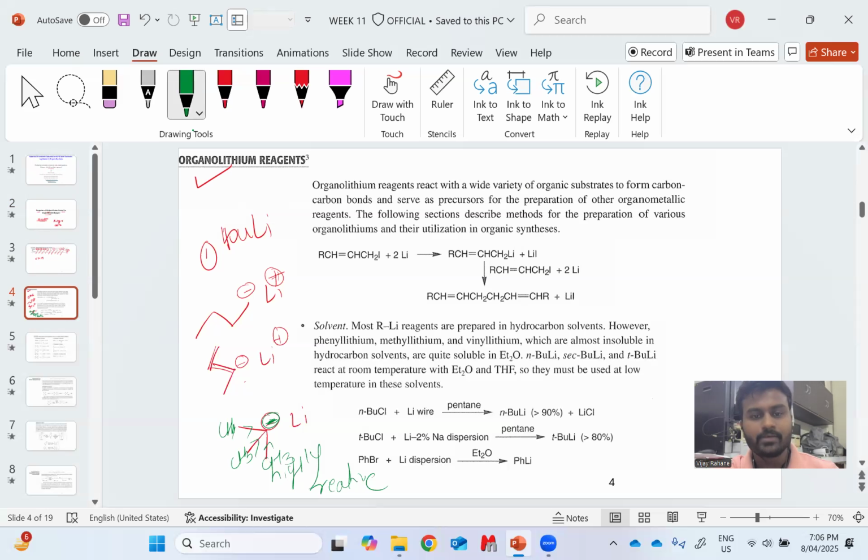If you look at how they are synthesized, this is the example in which allyl lithium is prepared. If you have such a CH2 and I, and you add two equivalents of lithium, it will produce this allyl lithium. This allyl lithium can react further, and you can see here that it forms a kind of dimer.